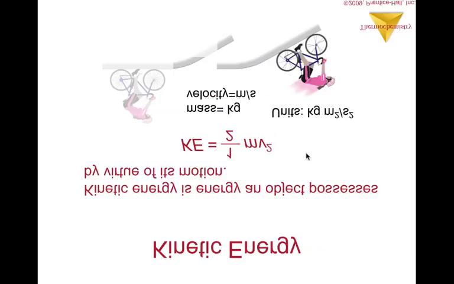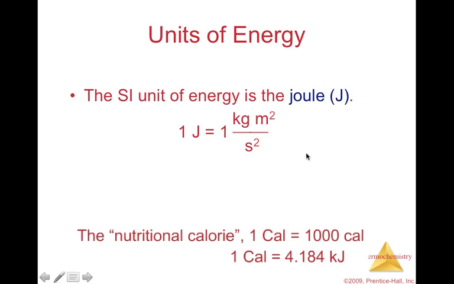The cool thing about that is that there's actually a special name for them. Remember how newtons are equal to kilograms times meters per second squared? Anytime you see kilograms times meters squared over seconds squared, that's equal to a joule, and the symbol we use is J.